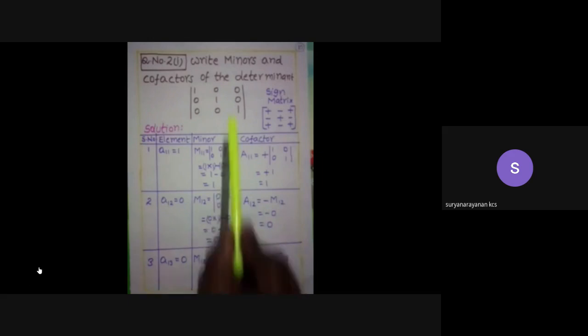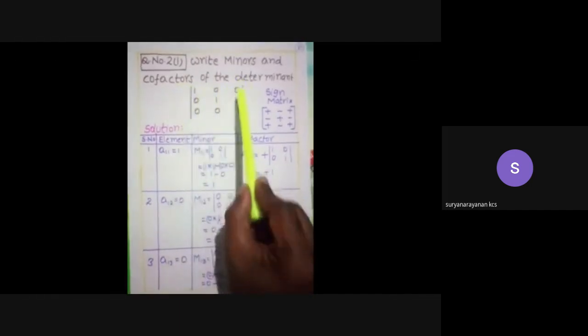Now come to the cofactor. Okay, my children. So what is the sign here? Minus. So keep here minus, second element, minus. And here write its minor, minus 0. That is 0 only. Is it clear, my children? Right. Now come to the third element. What is the third element? It is in the first row, third column.